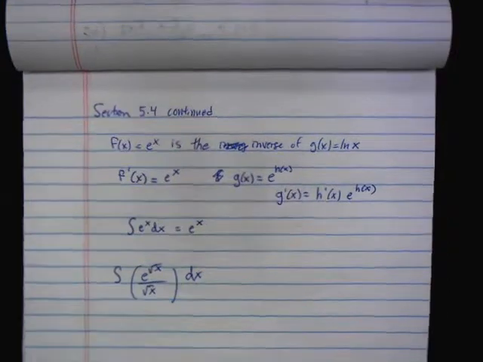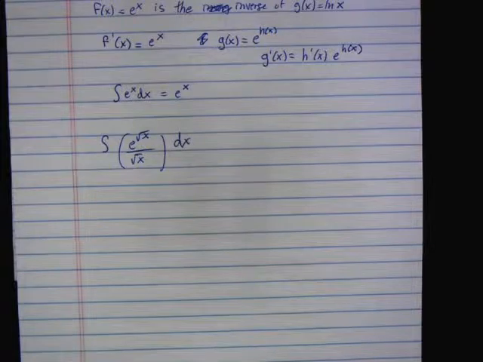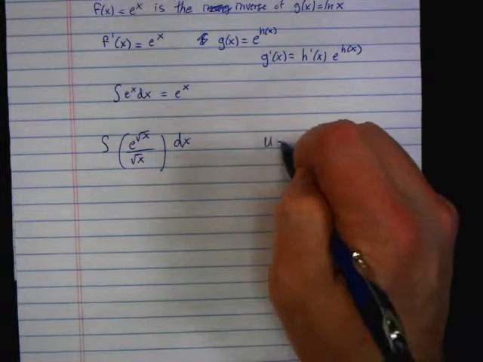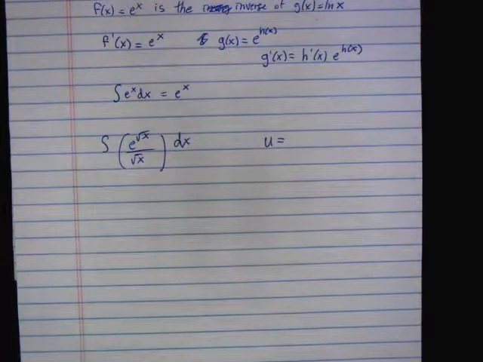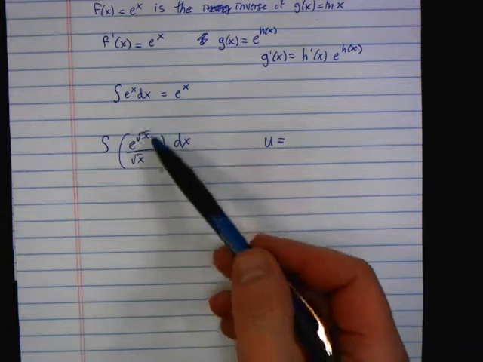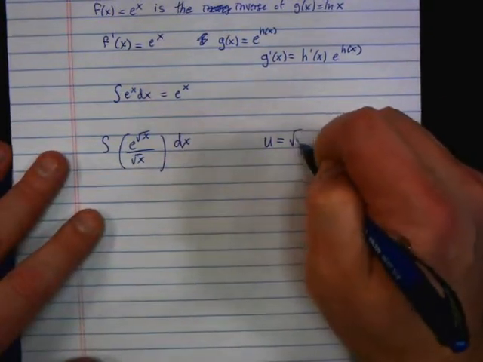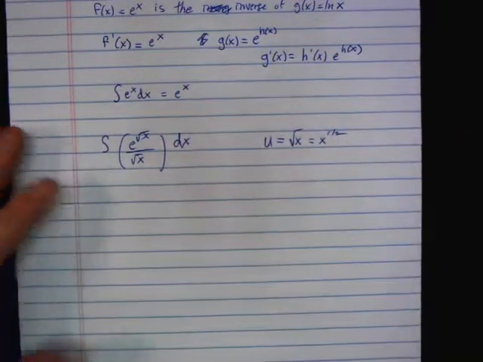Any good ideas on how you would integrate that? I'll give you a hint. The u substitution problem. U is? In most cases, when you're dealing with e's, the u is going to be the thing in your exponent. Not always, but quite often. So I'm going to try that.